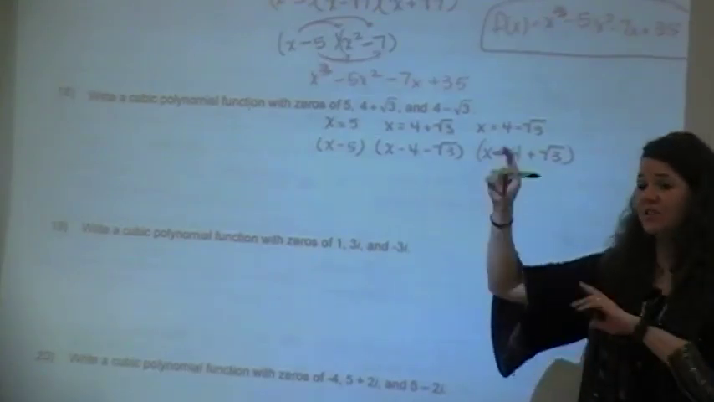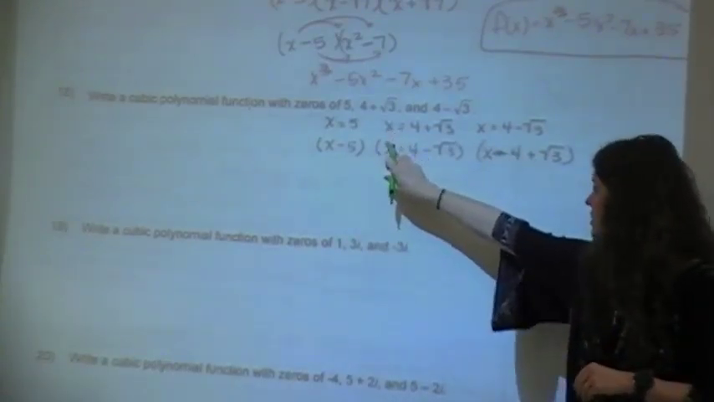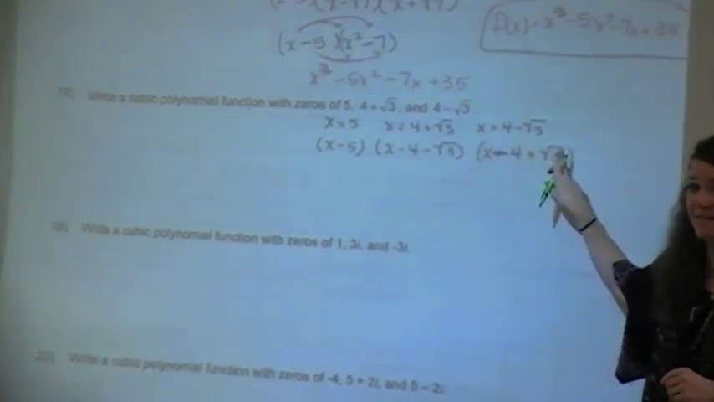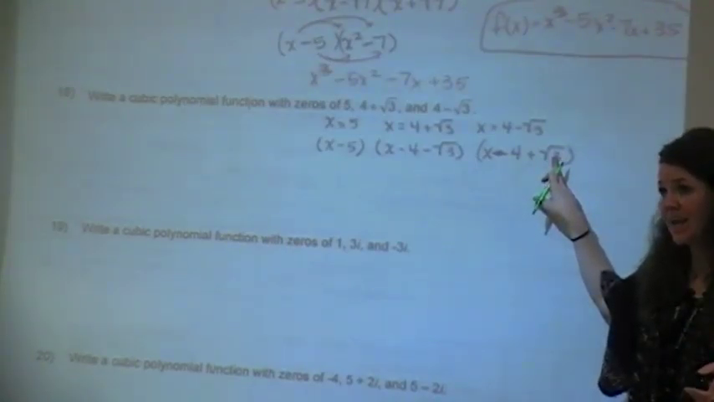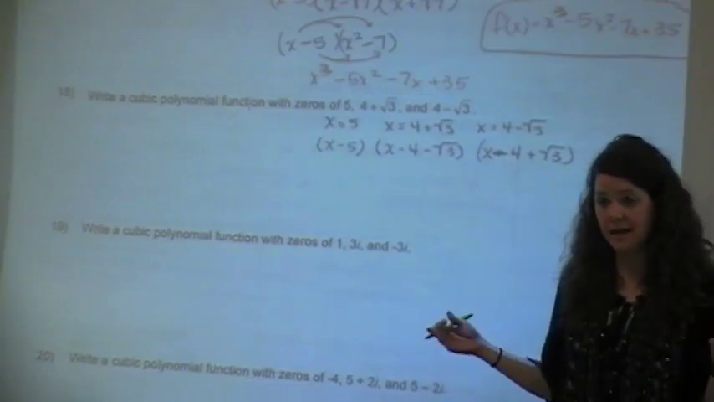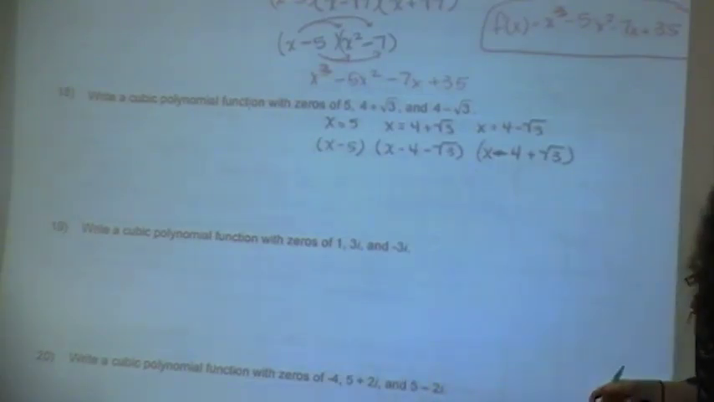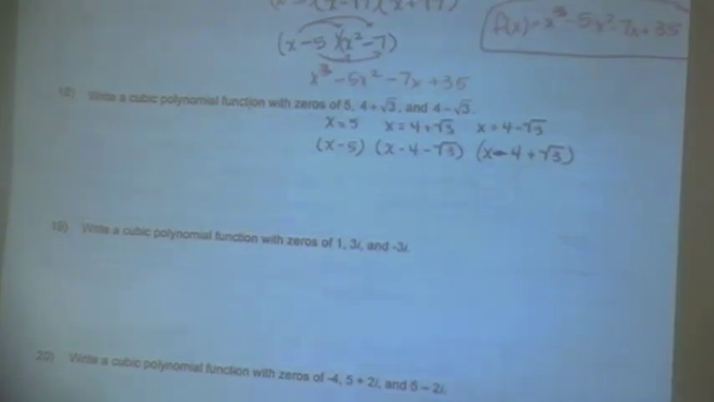But I can't just FOIL, I have to actually distribute x into all three pieces. Now, when you multiply x times the square root of 3, it's just x times the square root of 3. Now, you can decide where you put it, but notation-wise, the x should go in front. So it would be x square root 3.